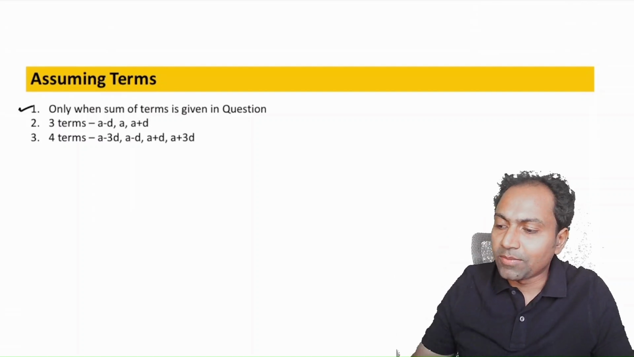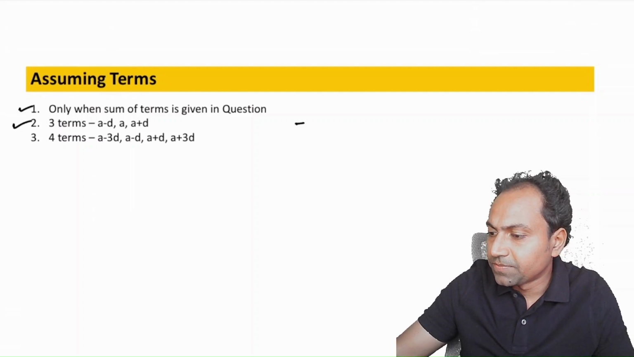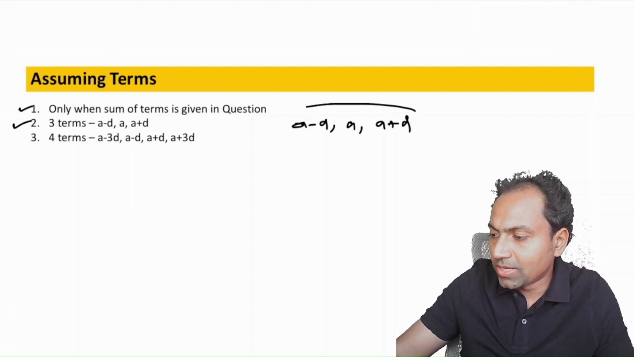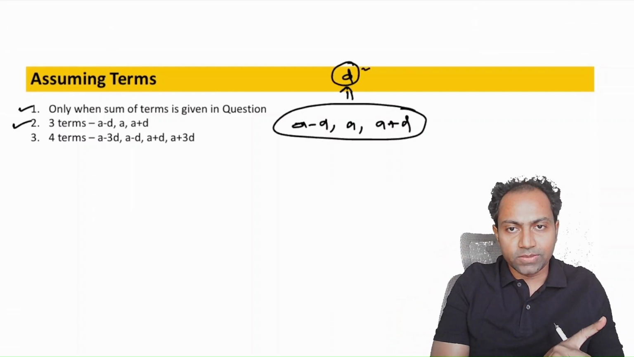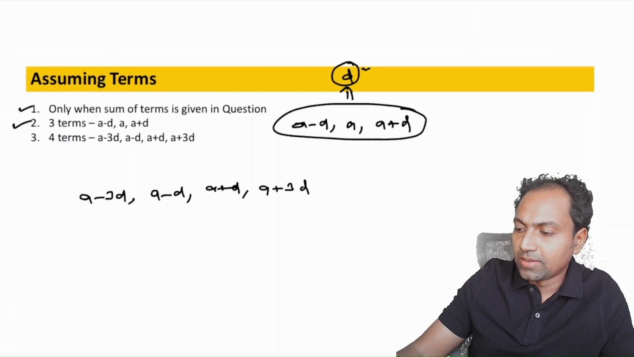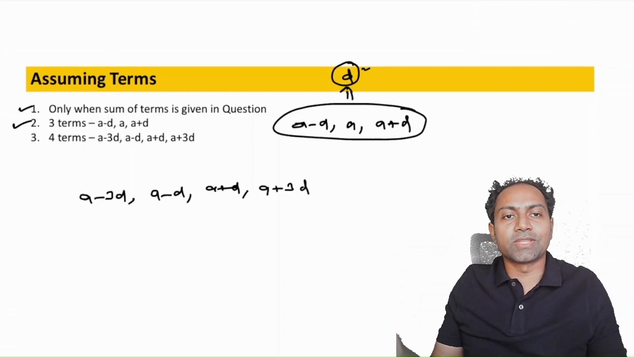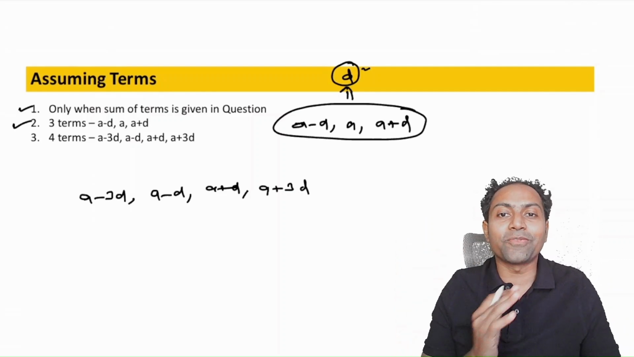Now, the second property says that if you have to assume 3 terms, then you can assume the terms as a minus d, a and a plus d. So you are starting from a minus d and you are considering the common difference as d. But if you have to assume an even number of terms, the concept says to assume those terms as a minus 3d, a minus d, a plus d and a plus 3d. You can see that if you add these terms, the d parts will get cancelled out and you directly get the value of a. And that is the utility of using this property.